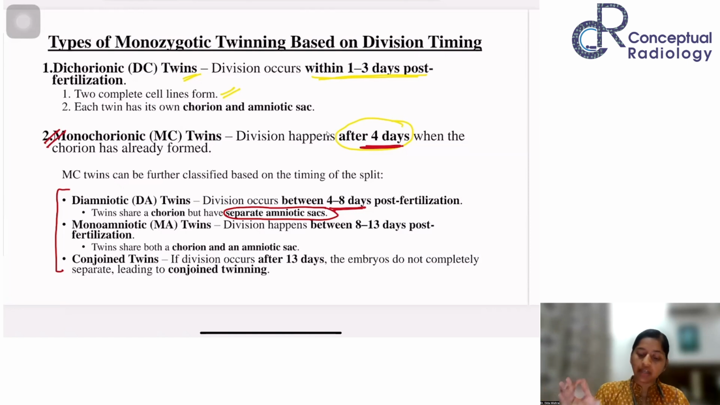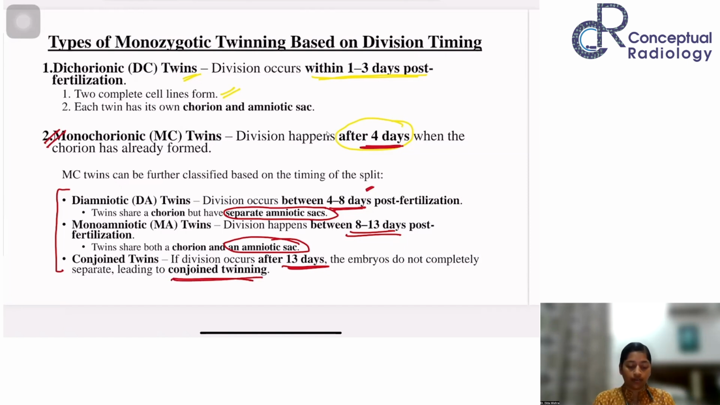So the chorion is going to remain the same for all these babies. If the division is happening in the earlier part, which is 4 to 8 days, they will have separate amniotic sacs. If the division is between 8 to 13 days post fertilization, they will have a single amniotic sac. So now they are monoamniotic. And if the division happens after 13 days, usually it is incomplete. So the babies are not completely separated, and that leads to conjoined twinning. It's very rare. So have you understood the timeline?